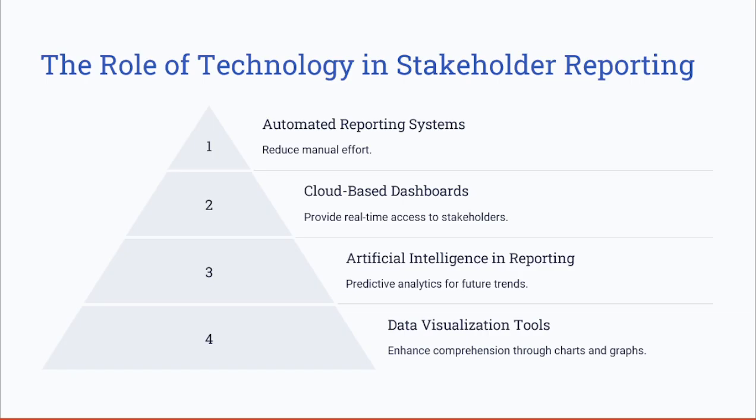Now let's talk about the role of technology in stakeholder reporting. As we know, technology enhances the transparency and efficiency in stakeholder reporting. Think of automated reports to reduce the manual effort. Also cloud-based dashboards, which provide real-time access to the stakeholders. They can access the data at any time they want, as well as AI-driven analytics, which provide predictive analytics for future trends.